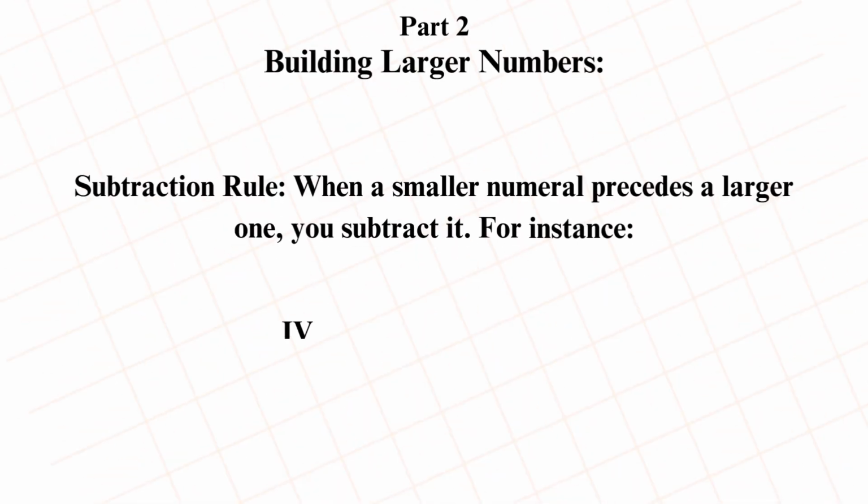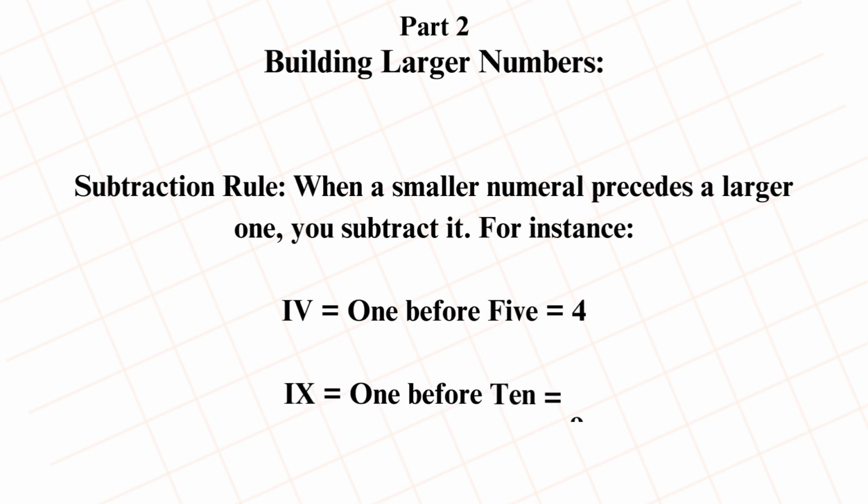Subtraction rule. When a smaller numeral precedes a larger one, you subtract it. For instance, IV, or 1 before 5, is 4. And IX, or 1 before 10, is 9.